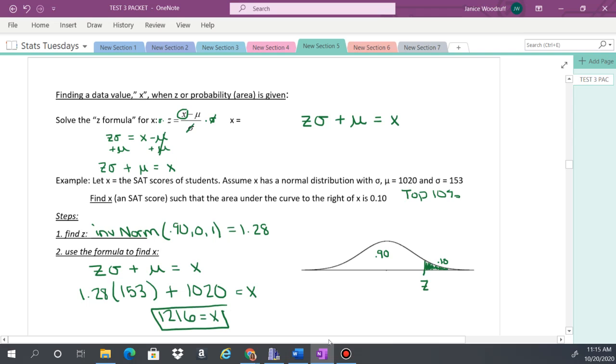So the corresponding SAT score, such that the area to the right of the curve is 0.10, is 1216. Or the top 10% of scores is 1216 or above. So if you get a 1216 or above on your SATs, you've scored in the top, well, it's actually the 90th percentile, or the top 10% of people testing.